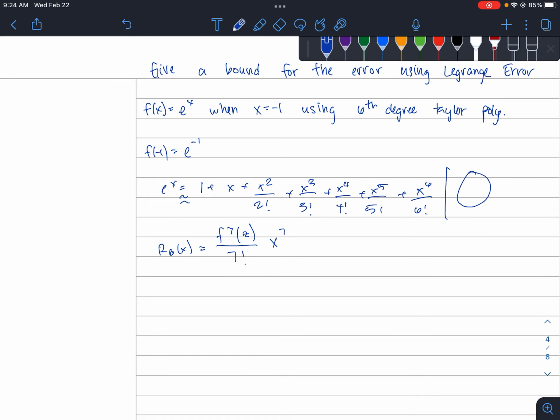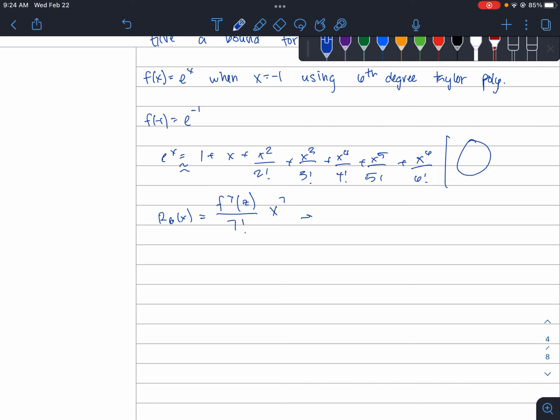Okay, let's go ahead and plug in the value that we want to find the error bound for. In this case, we're using x is equal to -1. So R sub 6 of -1. Note that we should probably also be using absolute value signs. It's going to be equal to the absolute value of the seventh derivative at z divided by 7 factorial times -1 to the 7th. Now if I evaluate this, this is going to be negative, but it's under the absolute value sign, so it's going to be positive. So my error, R sub 6 of -1, is equal to the seventh derivative at z divided by 7 factorial.